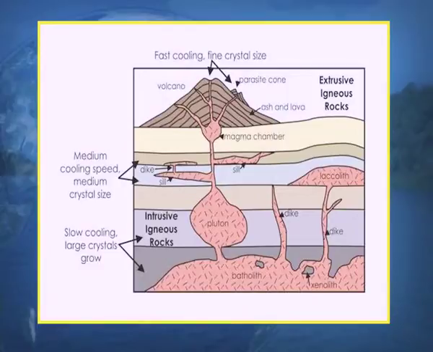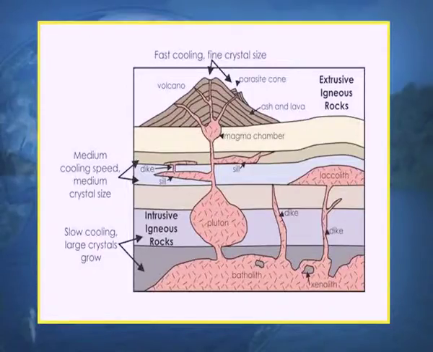When we talk about the medium cooling, that means the crystal size is also of the medium size. And thirdly, when we talk about the interior of the earth, where the temperature is already very high, the solidification and the cooling of the magma takes a long time. So, that means the cooling is very slow, and when the cooling is slow, the crystal size becomes very large, and thus the minerals formed and the rocks formed are very coarse grained.